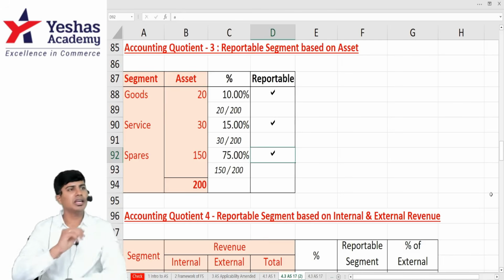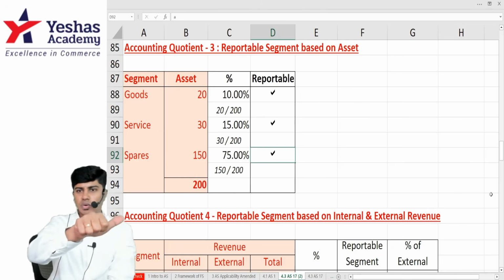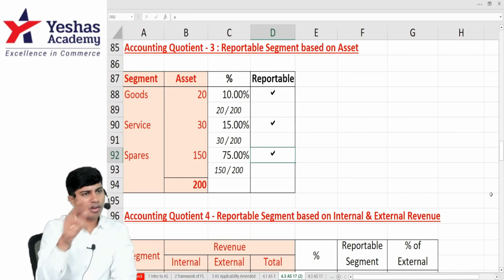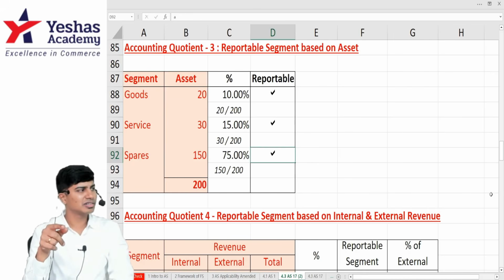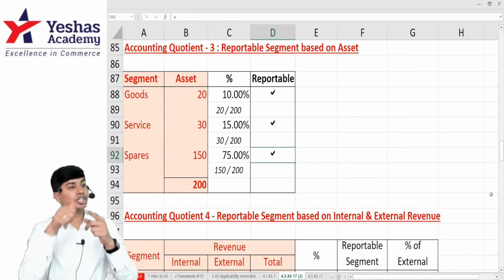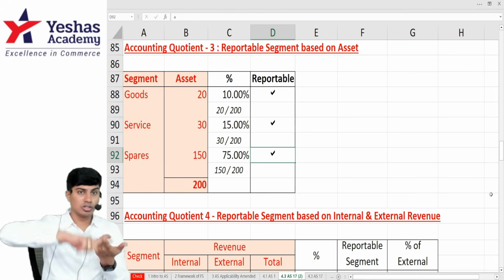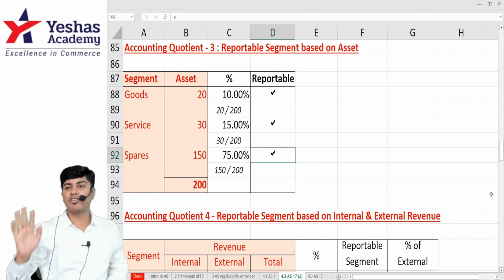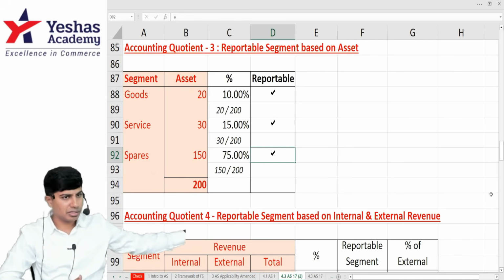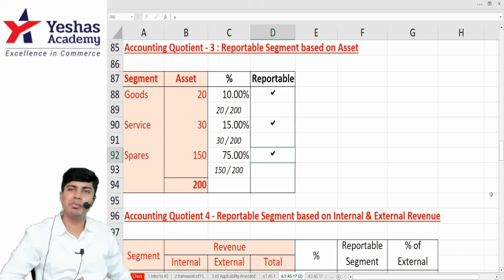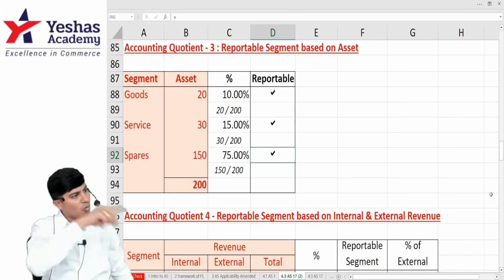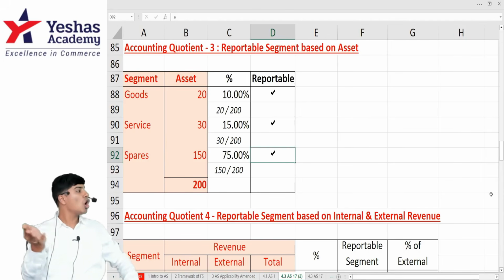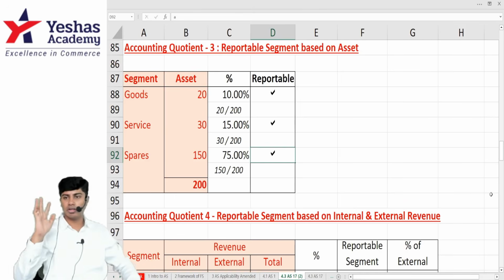Now, I want you to tell me. I taught you the turnover based condition, you understood. I taught you result, you understood. I taught you asset, you understood. Is it one of the conditions or all the conditions? That's the important point we should learn. Should the turnover be equal to or more than 10, result also equal or more than 10, and asset also equal or more than 10, or one of them? It is one of them. Let's say my assets are more than 10%. If my result and turnover are only 3%, 4%, it is still a reportable segment. If one of the conditions is fulfilled, it is reportable. There is no requirement to fulfill all three conditions. It's one of the three, not all three.